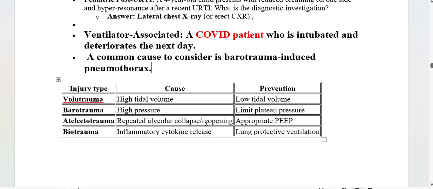Atelectrauma: repeated alveolar collapse and reopening; use appropriate PEEP. Biotrauma: inflammatory cytokine release; lung protective ventilation. How can we prevent that? We cannot immediately remove the patient from the ventilator. We have to wait, taper off, and then remove it. If we follow that, we will avoid these traumas.